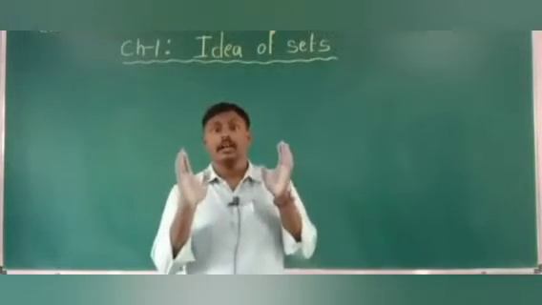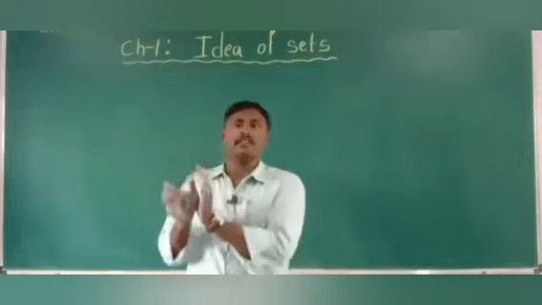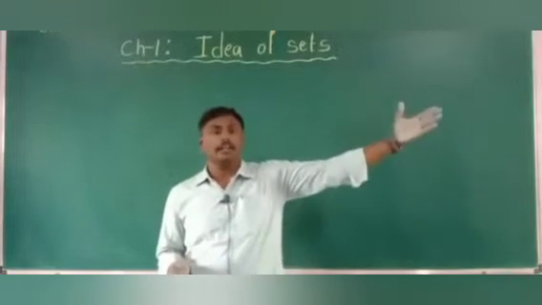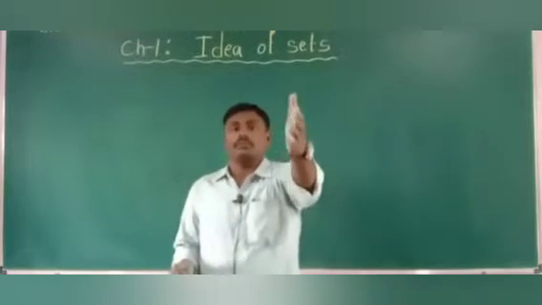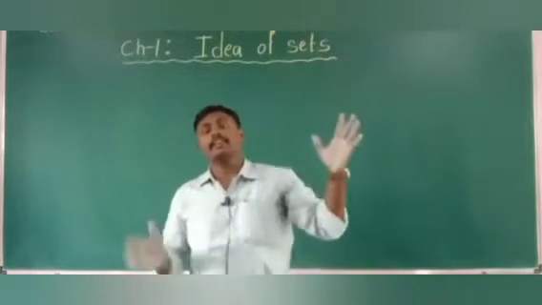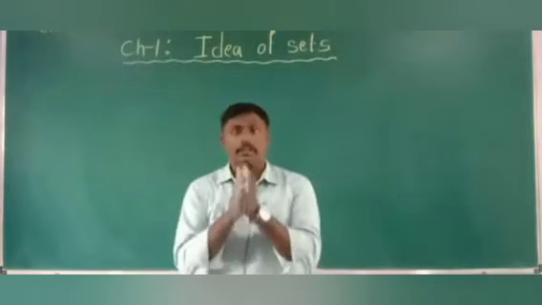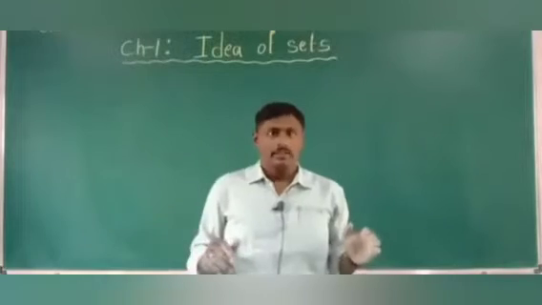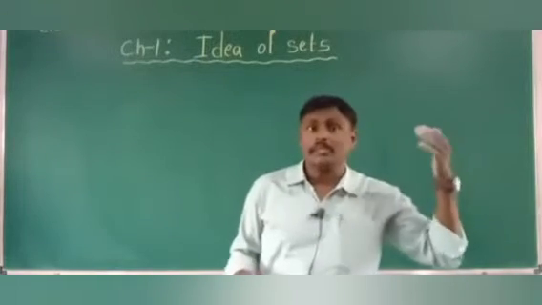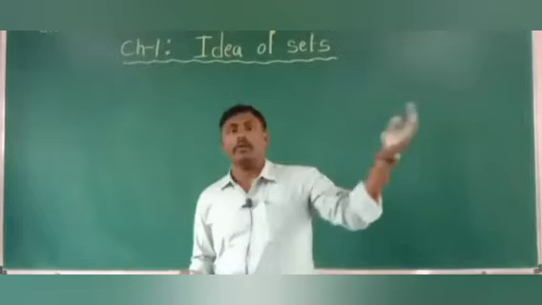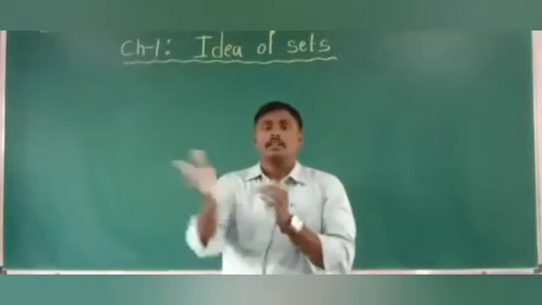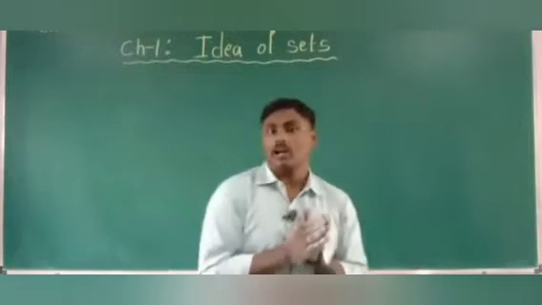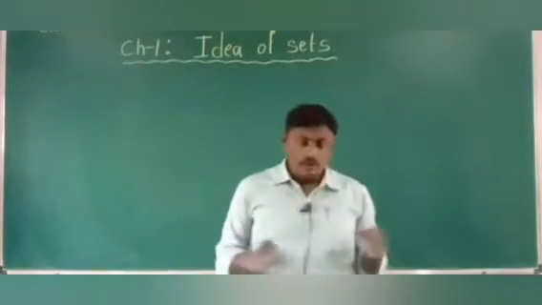A set is a collection of well-defined and distinct objects, and these sets are represented by capital alphabetical letters, whereas the objects which are existing in one particular set are called the elements or members of this set, right? So usually the sets are represented by capital letters from A to Z, whereas the elements or members of the set are represented with small letters from a to z.